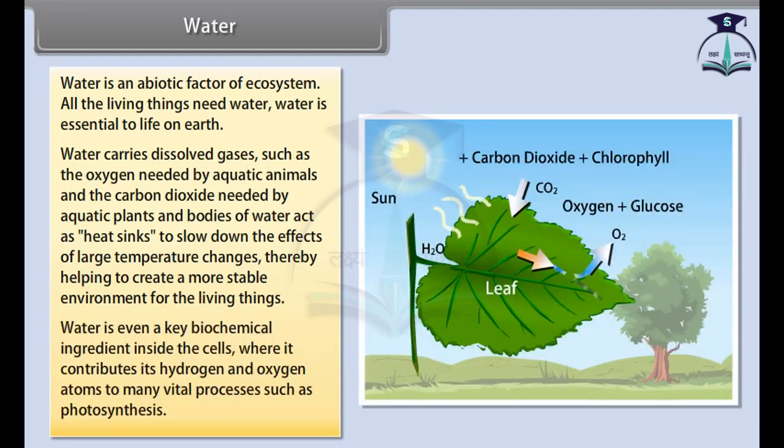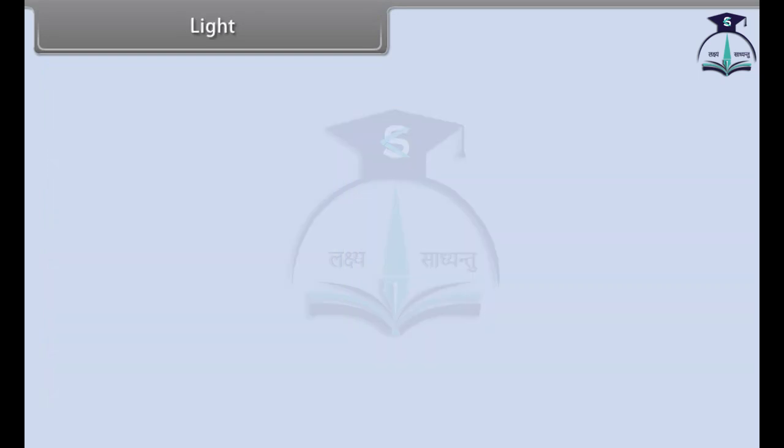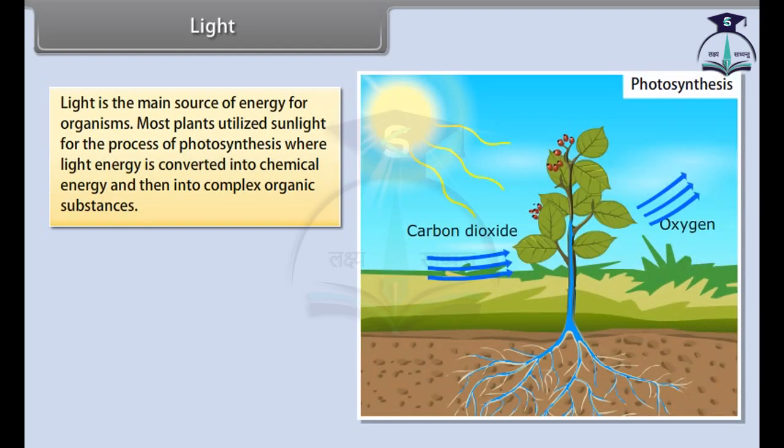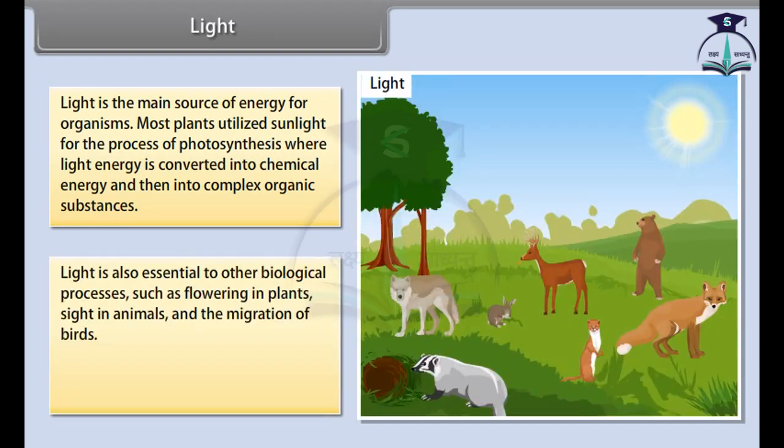Water is even a key biochemical ingredient inside the cells, where it contributes its hydrogen and oxygen atoms to many vital processes such as photosynthesis. Light. Light is the main source of energy for organisms. Most plants utilize sunlight for the process of photosynthesis, where light energy is converted into chemical energy and then into complex organic substances. Light is also essential to other biological processes such as flowering in plants, sight in animals, and the migration of birds. The production of food and oxygen both depend on light.